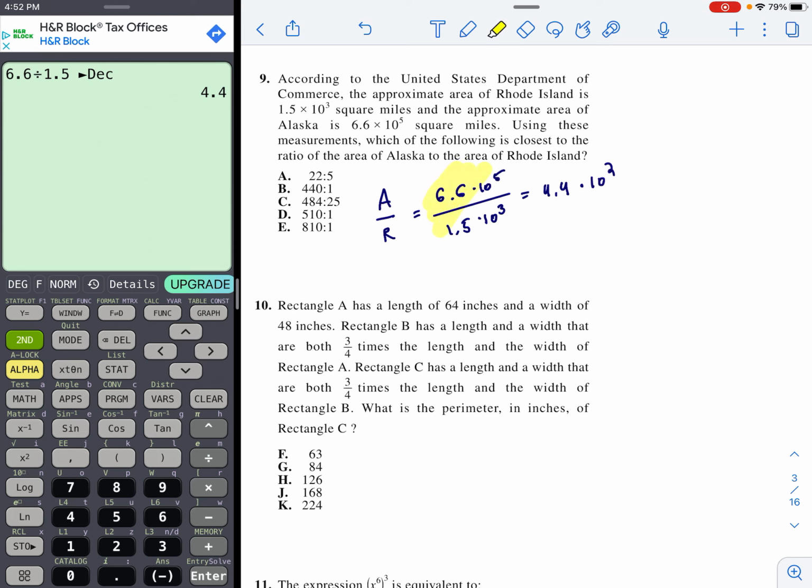This is one that, if you're nervous about it, you can totally enter directly into your calculator like that. So we could clear this out and do numerator over denominator, and you could type this entire thing out, 6.6 times 10 to the 5th divided by 1.5 times 10 to the 3rd. If you do it that way, it has the advantage of also not being in scientific notation. So we have here answer choice B.